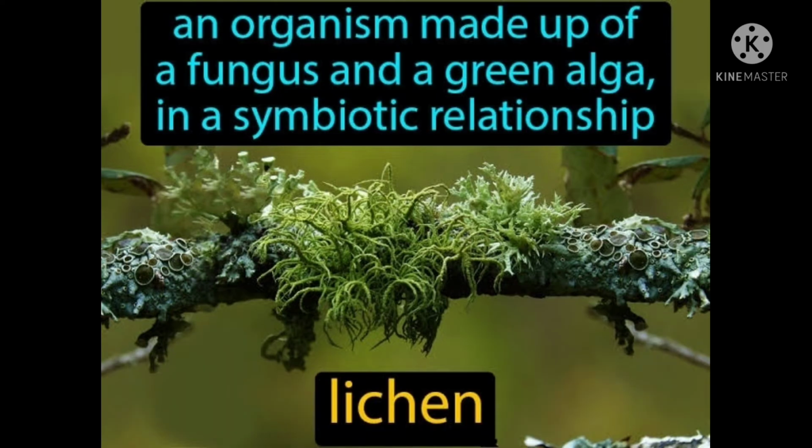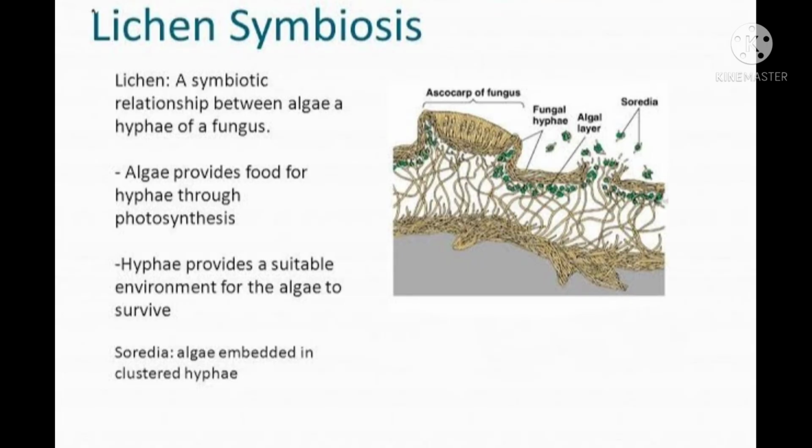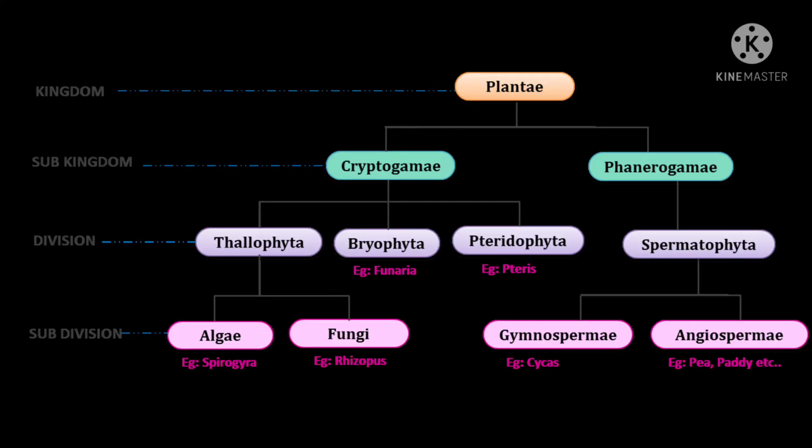Some fungal species live in a permanent mutually dependent relationship by sharing food and shelter. Such a living mutually dependent relationship is known as a symbiotic relationship. These symbiotic life forms are called lichens. Lichens are a good example of the symbiotic relationship where algae and fungi share their food and shelter with each other.